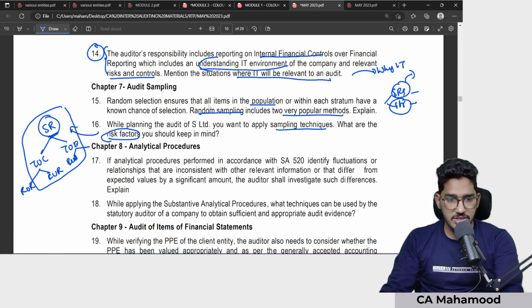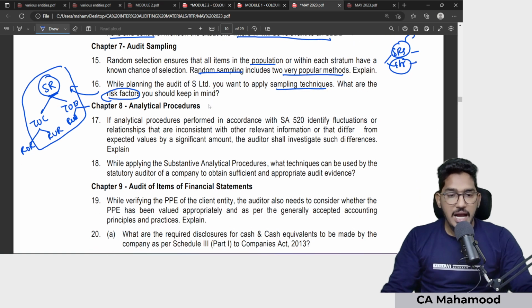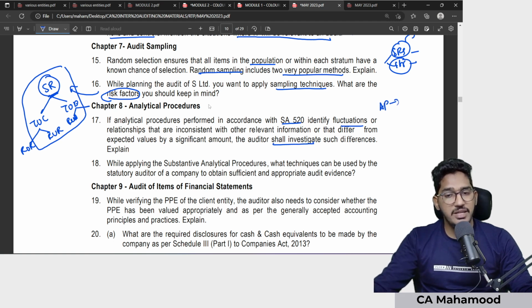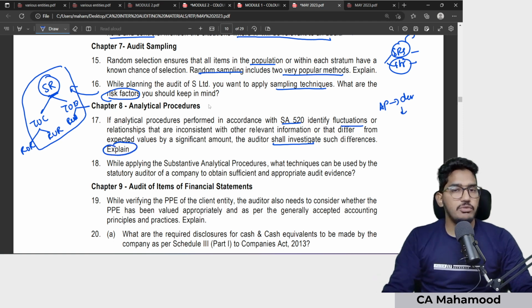Now coming to the next chapter, analytical procedures. If analytical procedures are performed in accordance with SA 520, if you identify fluctuations or relationships that are inconsistent with other relevant information or that differ from significant values, the auditor shall investigate such differences. Obviously, if we perform analytical procedures and get any deviations or fluctuations, we need to investigate. How you will investigate, you have to explain.